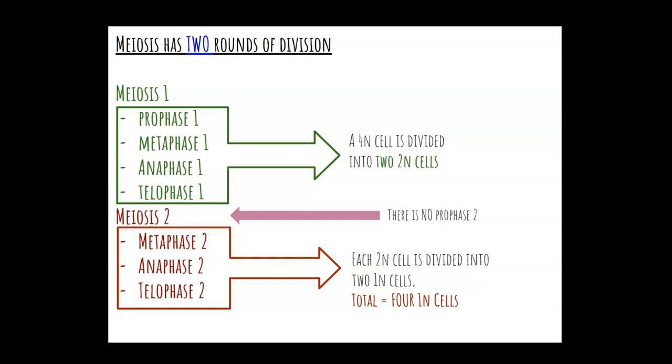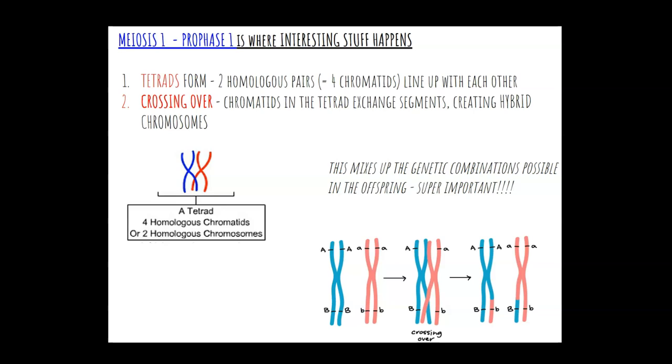Meiosis 1 has got prophase, metaphase, anaphase, and telophase. There is no prophase 2. The cell immediately goes into metaphase 2, anaphase 2, and telophase 2. And prophase 1 is particularly important. There's interesting stuff happening here. And the stuff that's interesting here is specifically interesting because it relates to genetics and inheritance, and that specifically relates to evolutionary biology. So the first thing to pay attention to is something called tetrads.